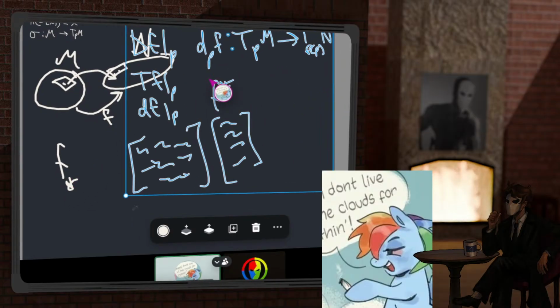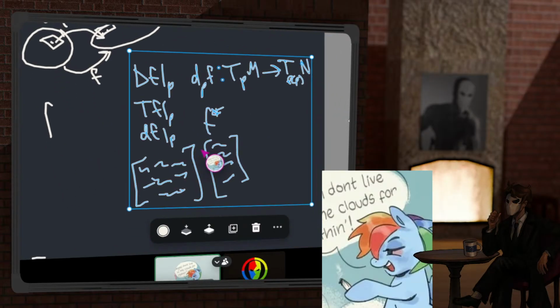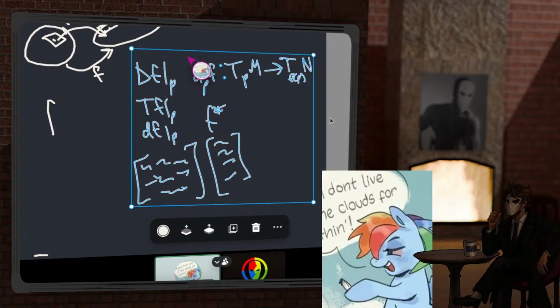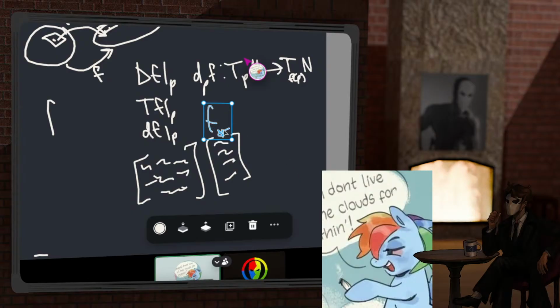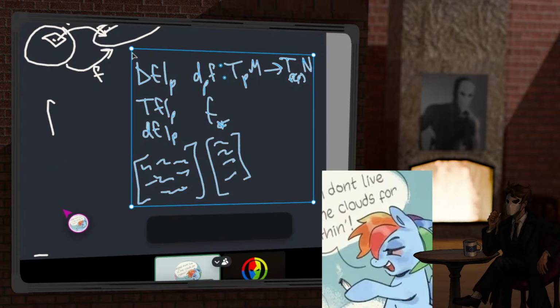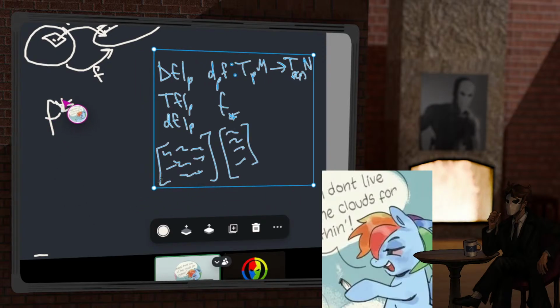Oh, I got the star wrong. The star for the push forward is the subscript. Yeah, the subscript star is for the push forward. The superscript star is for the pullback.